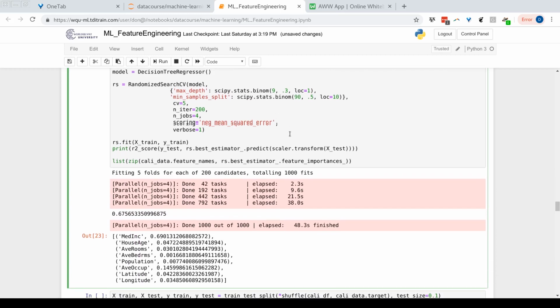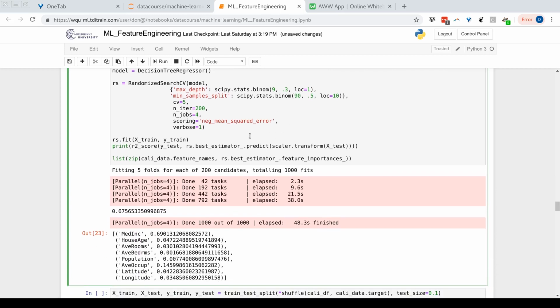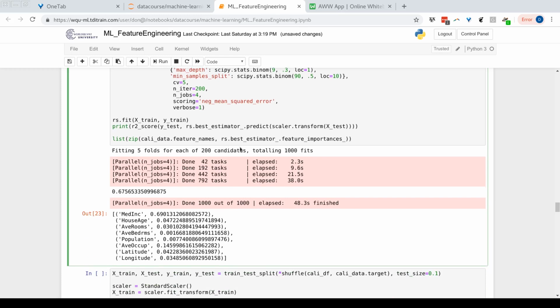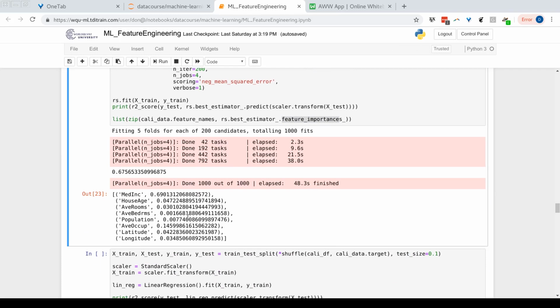Okay, so we finished running. We had an R-squared value of 0.67. And since we're examining the feature importance, we see here that the most important feature was the median income of the census block, which makes sense.